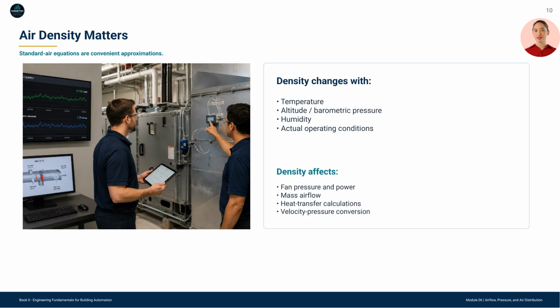Air density matters because air is not always standard air. Density changes with temperature, altitude, barometric pressure, humidity, and actual operating conditions. Many field equations assume standard air because it makes the math easier. That is fine for many estimates, but we need to know when the approximation may be weak. At high altitude, for example, the same volumetric airflow can carry less mass. That affects heat transfer calculations and sometimes fan performance interpretation.